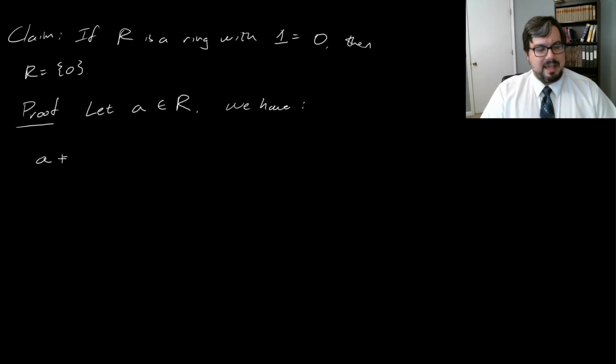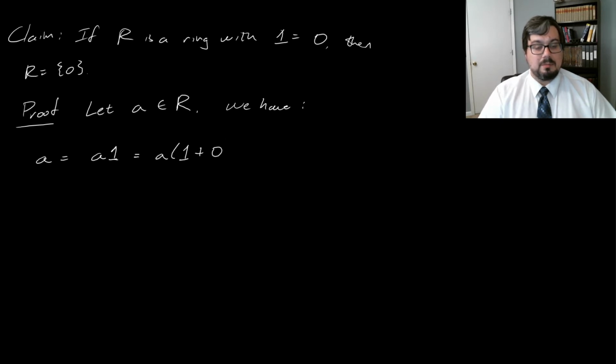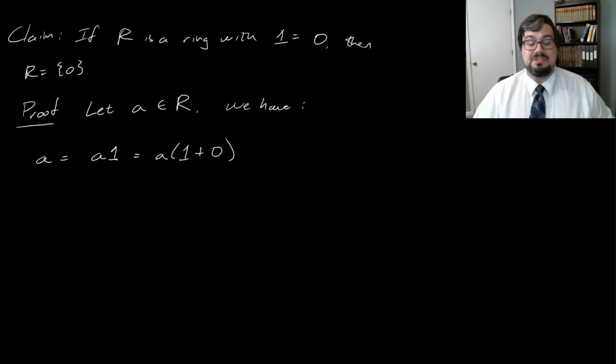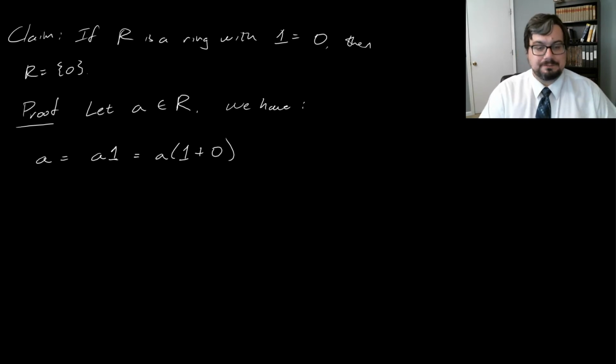So we have that a is equal to a times 1. This is part of the definition of being the multiplicative identity. But we know that a times 1 is the same as a times (1 plus 0). We can do this because 0 is the additive identity, and so 1 plus 0 is equal to just 1. So now we can use distribution.